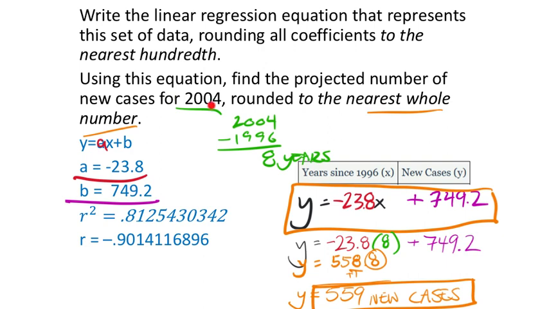So in the year 2004, we would expect 559 new cases. Is it going to be exactly that based on the information? It could. It could be off by a few. Who knows? Because again, this is a strong relationship, this being very close to -1. Yeah, we would expect the number to be pretty close to this, if not exactly 559. But it's manipulative to say that because we just don't know what's going to happen in the future.